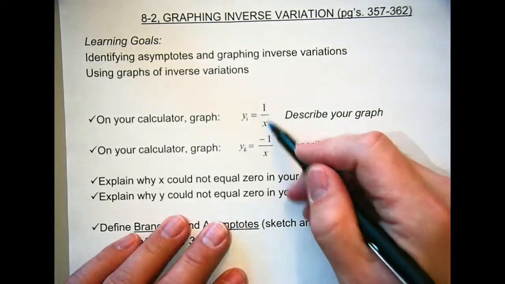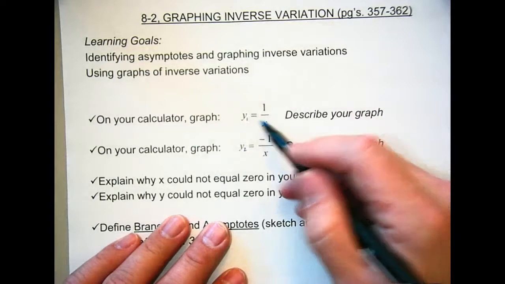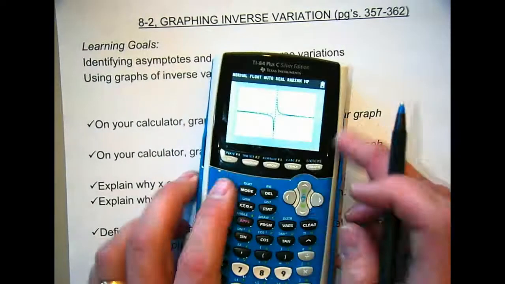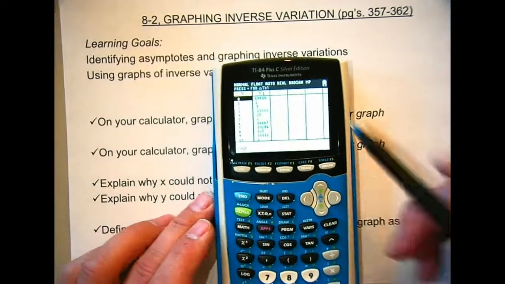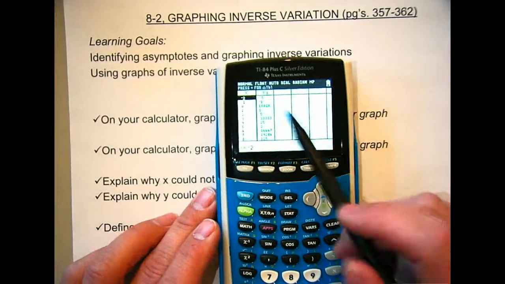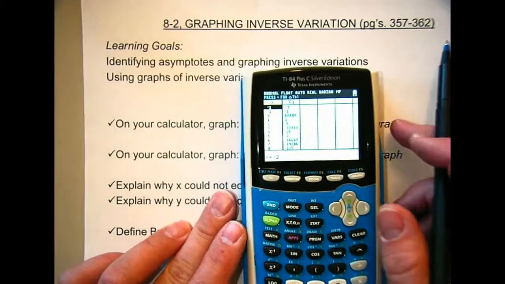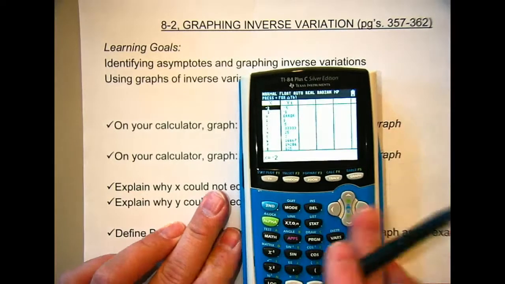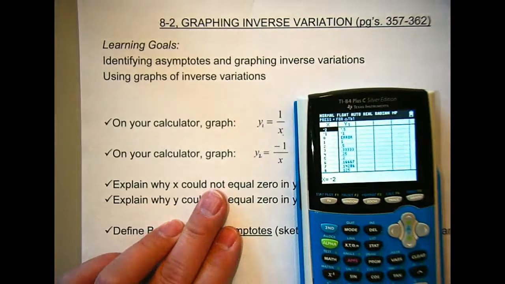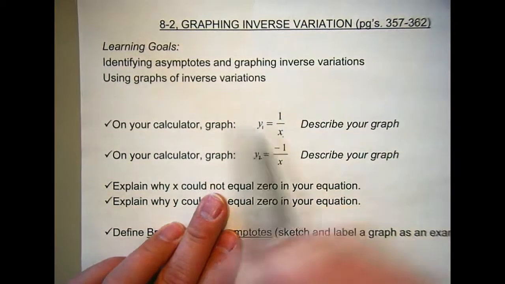Good. You can't divide by 0. Anytime you divide by 0, you get an error. In fact, if you hit your table function of your calculator, you'd see the calculator actually says error. I can't divide by 0. That's an error. All right? So, we have an error. Can't divide by 0.